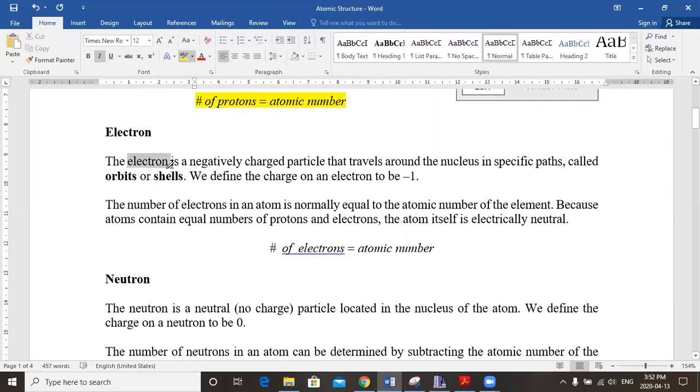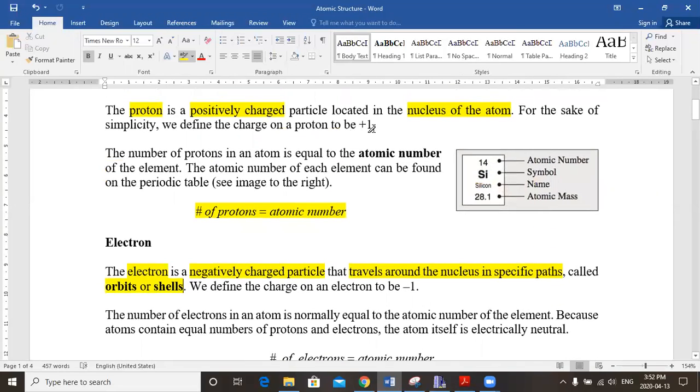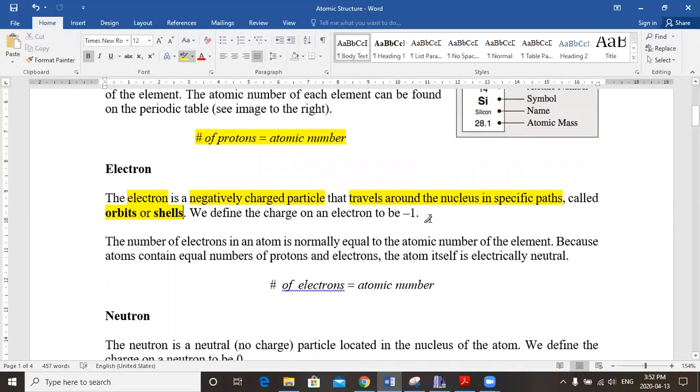Electrons then are negatively charged, and they are not found in the nucleus. They travel around the nucleus in specific paths called orbits or shells, as we're going to investigate in the Bohr model later this week. For the sake of simplicity, if electrons are negatively charged, we say the basic charge on any electron is -1. So kind of the opposite charge to a proton. Proton is +1 elementary charge, and an electron is -1 elementary charge.